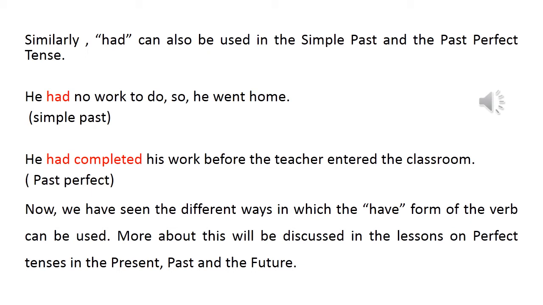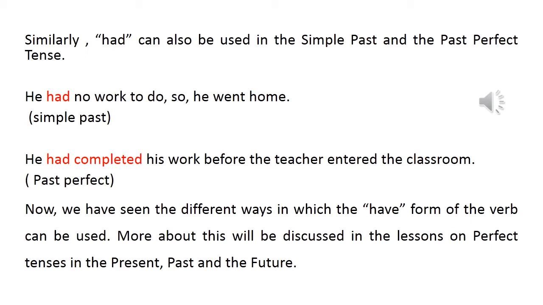So the have form can be used in the present, as we have seen earlier, and now we are seeing the have form being used in the past tense. And this can also be used in the past perfect tense, which we will be studying in a separate lesson. But just take a look at these examples. He had no work to do, so he went home. That is simple past tense.